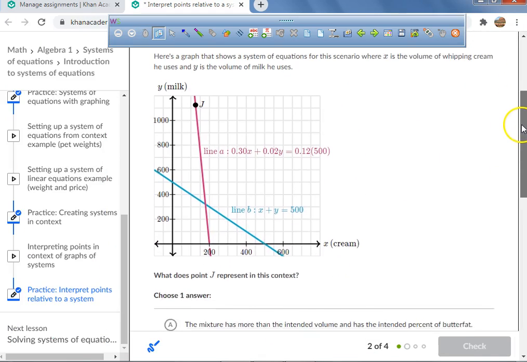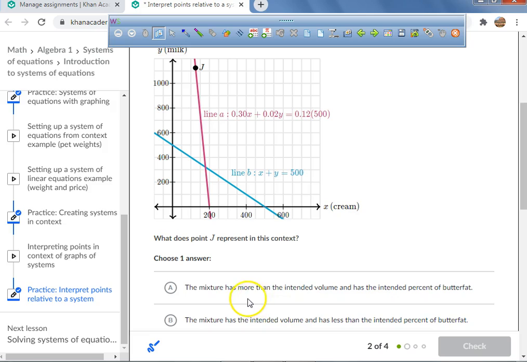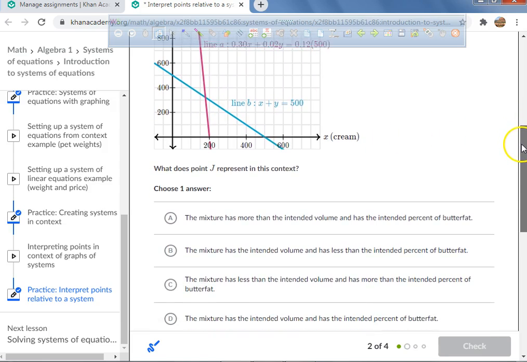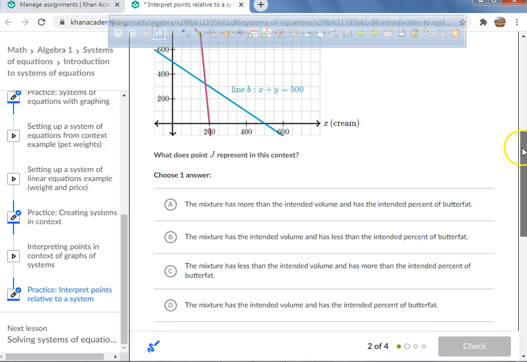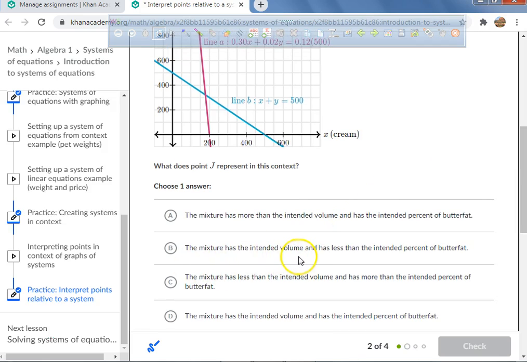So let's take a look at our answer choices. What does J represent in this context? All right? The mixture has more than the intended volume. Would you agree that would be more than the intended volume? All right, and does it have the intended percent of butter fat? No. Would you agree that that would be the intended percent of butter fat? Okay. The mixture has the intended volume. No, it doesn't have the intended. It has less than the intended volume. Nope, has the intended volume and the intended percent of butter fat.